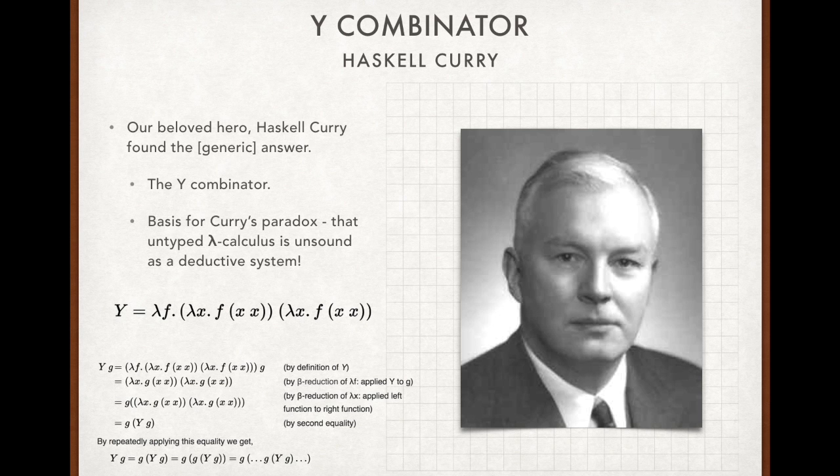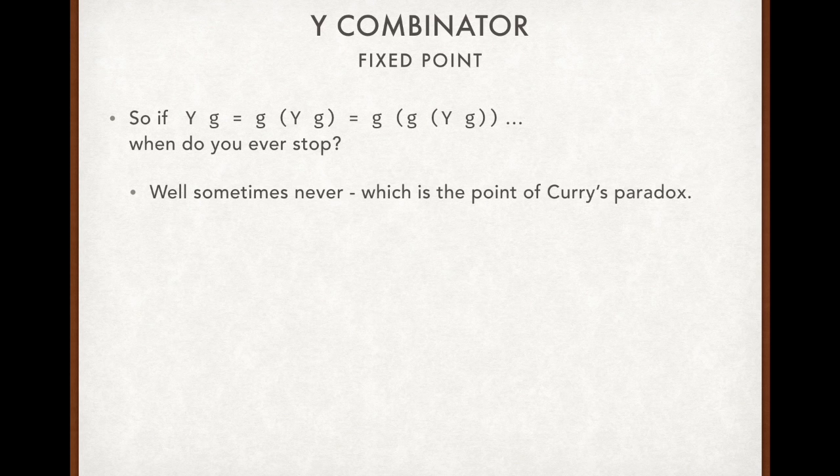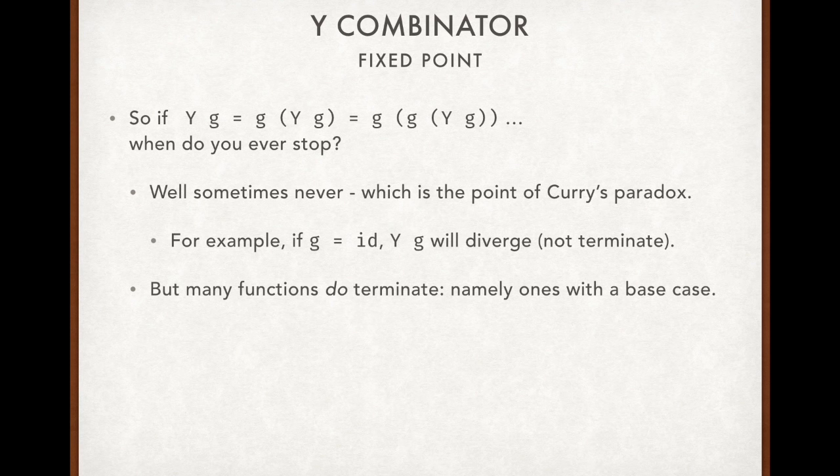So the question is, does Y of g terminate? It's a big question, what the fixed point is. So if Y of g equals g of Y of g, when does it ever stop? Well, sometimes it doesn't, right? If g is id, then it's just going to keep expanding. It's going to diverge, basically, which means it doesn't ever terminate, because it just expands. Y is not a value, it's a function. So if g is just id, then it just keeps expanding. I think you could say that the whole thing was id, but the point is the expression would expand.